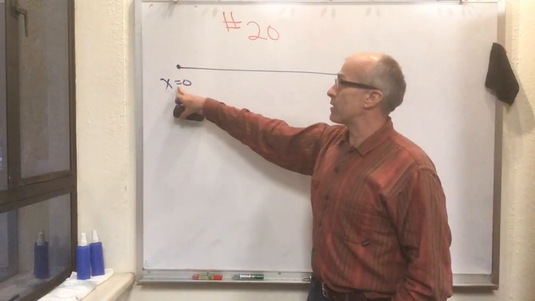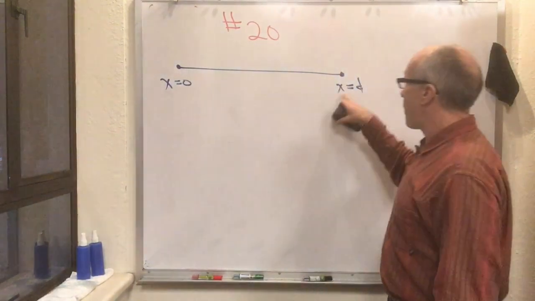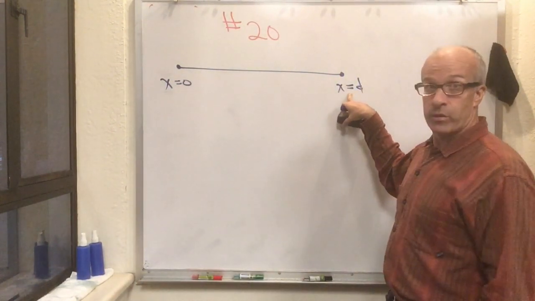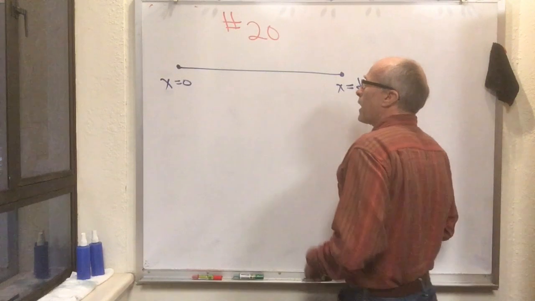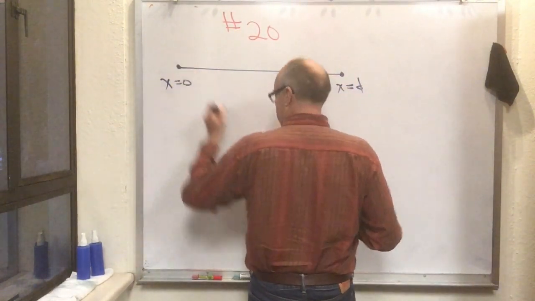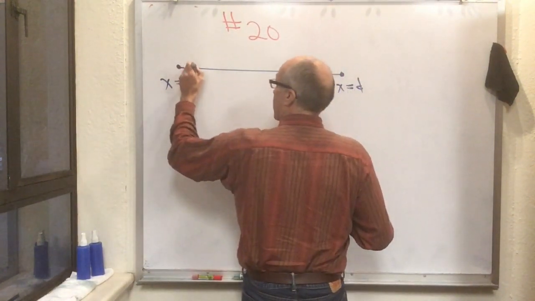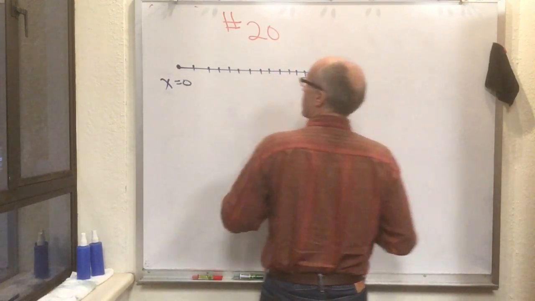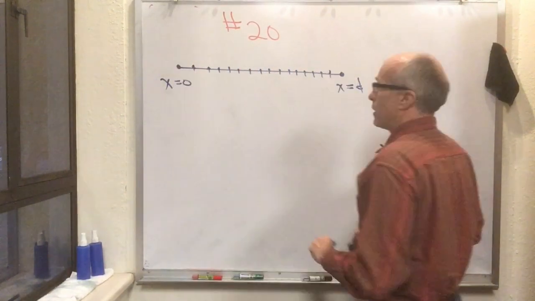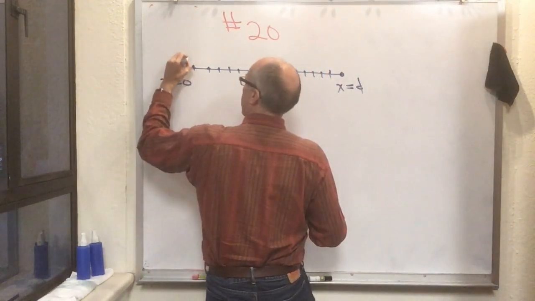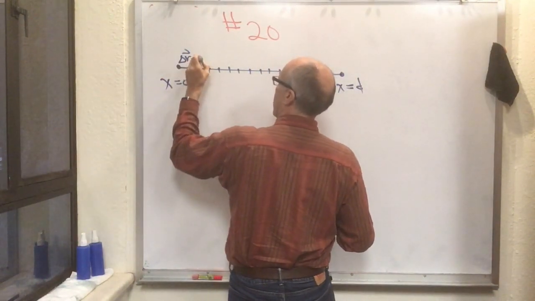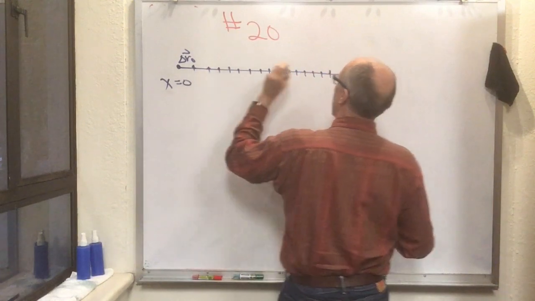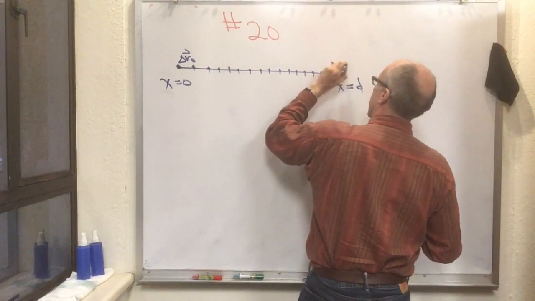A particle starts at x equals 0 and ends up at x equals d. As it goes to the right, we've got all these little line segments that tell you the displacement. So this might be delta R naught, this is delta R1, this is delta R2, and this might be delta R sub 99.